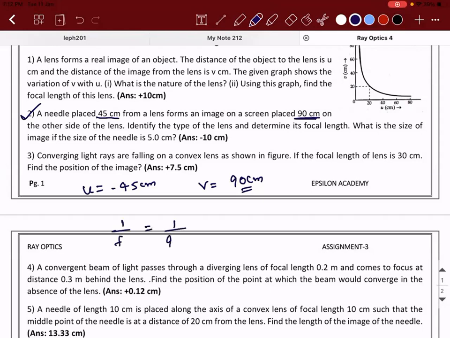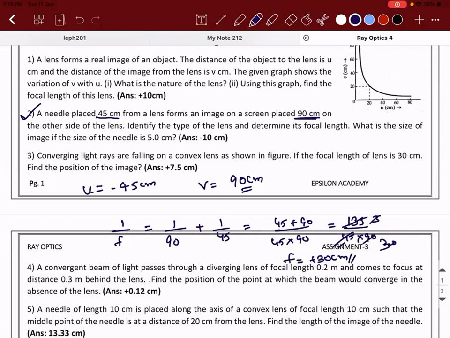Focal length is 1 by 90. I was just telling 1 by 90 plus 1 by 45. So it is 45 into 90. This will go 5 times and this will go 19 times. No, 45 3 is this thing, so 45 1 by 3, 1 by 30. 45 plus 90 is 135 divided by 45 into 90. So this goes 3 times and this goes 30 times. So focal length is plus 30 centimeters.